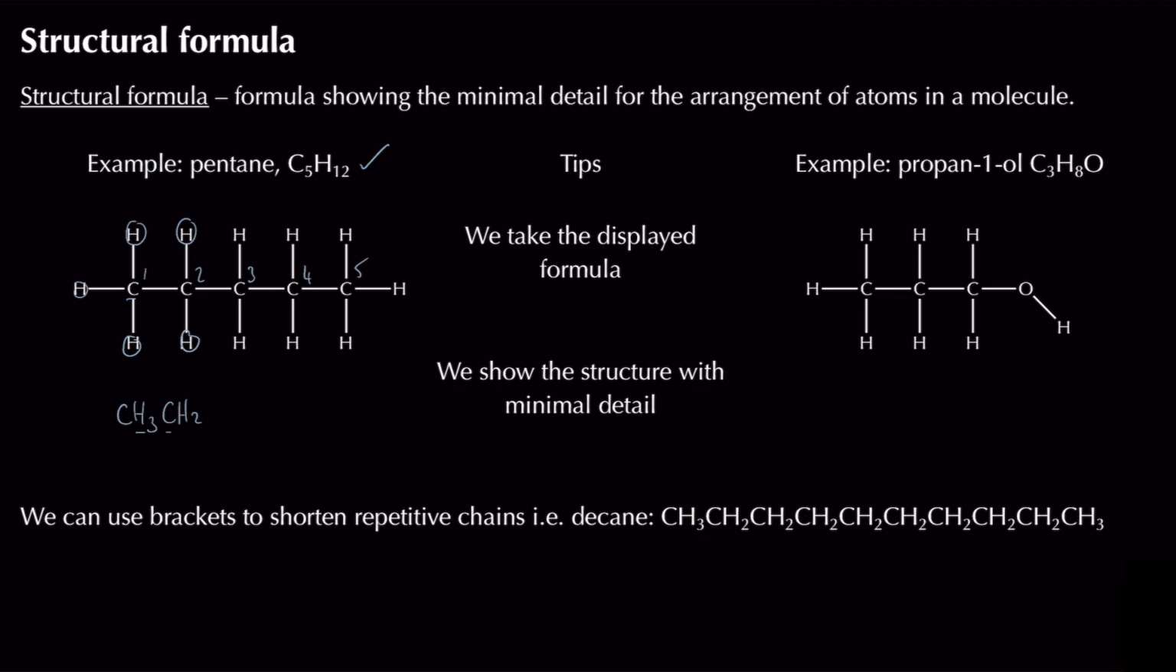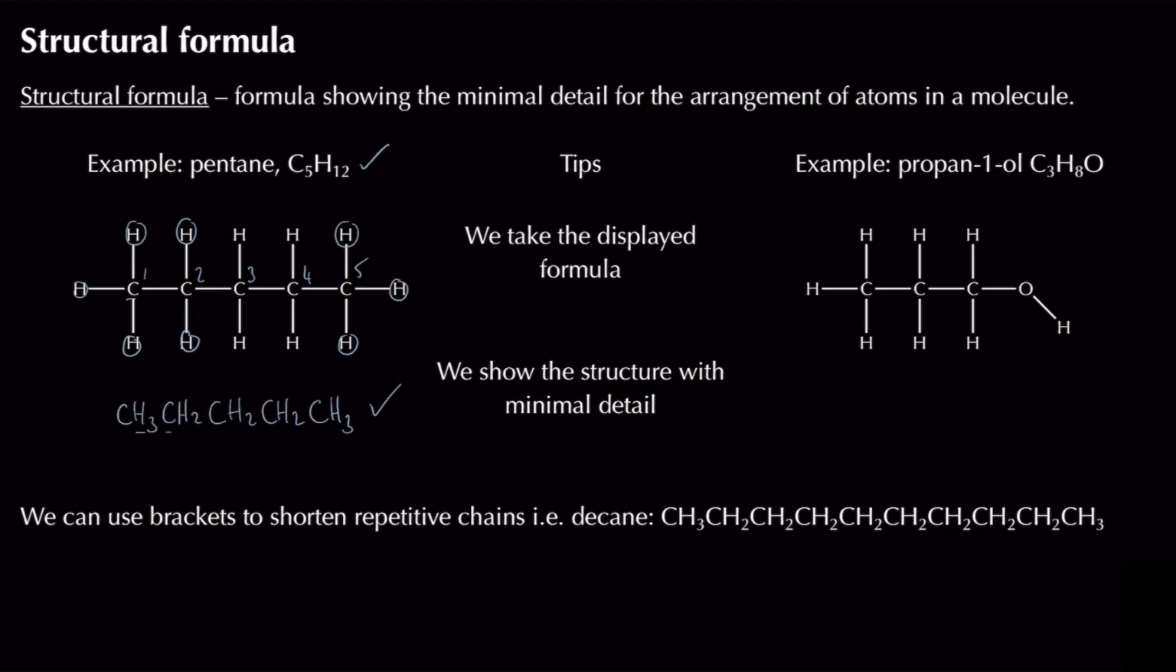Now if I continue this, I end up with the third carbon atom being CH2, the fourth carbon atom being CH2, and at the end of the chain, the fifth carbon atom is going to have 1, 2, 3 hydrogens, and so we end up with CH3 itself. And that's how I can show the structural formula for pentane, which gives me the minimal detail without drawing every single bond on there.